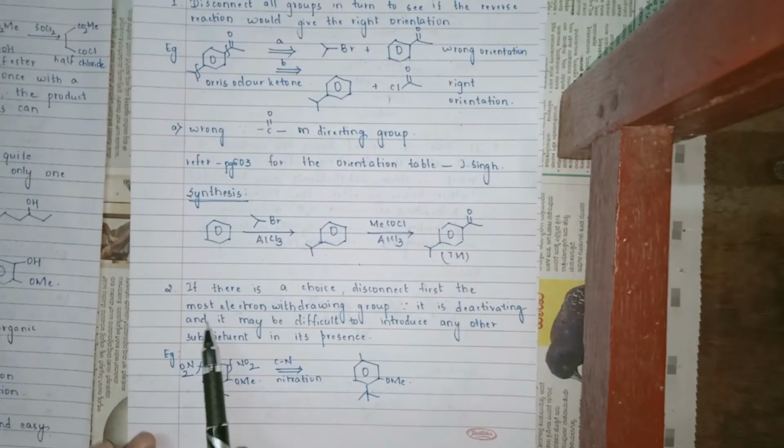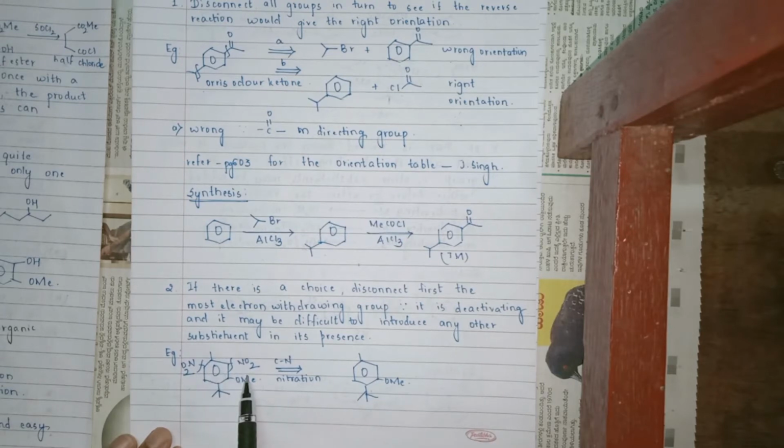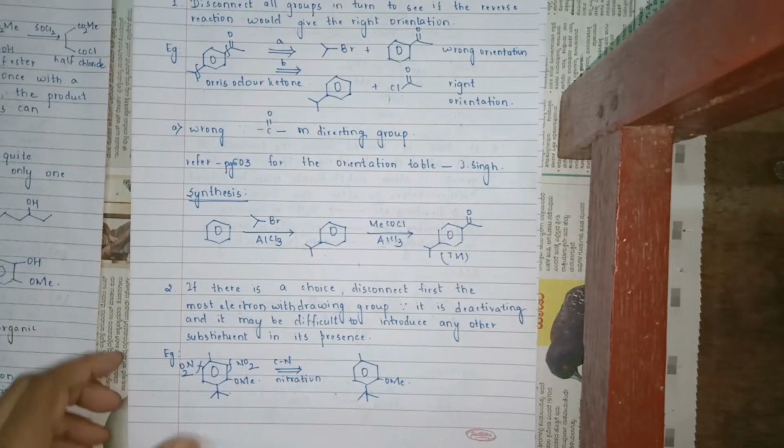Now, the second guideline is, if there is a choice, disconnect first the most electron withdrawing group because it is deactivating and it may be difficult to introduce any other substituents in its presence. For example, take the meta-dinitrobenzene system, where both groups are electron withdrawing. What is the meaning of electron withdrawing? The system is completely deactivating, so further introduction of any other group becomes very difficult. So first we have to try to disconnect the most deactivating, electron withdrawing group. By C-N disconnection, I will be doing a disconnection of these nitro groups by nitration. The other groups shall remain.